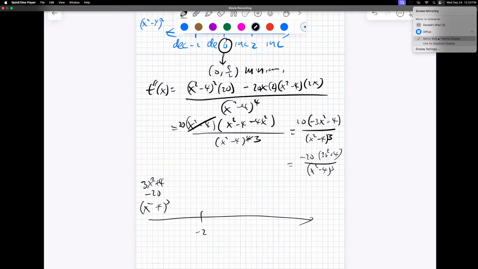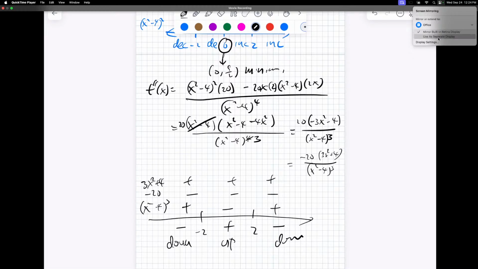So it's going to be negative 2, 2. This one's a positive, this one's a negative, and this one is positive, negative, positive. So negative, positive, negative. Down, up. Now there's no inflection point here, even though the sign changes, because negative 2 and 2 are asymptotes.